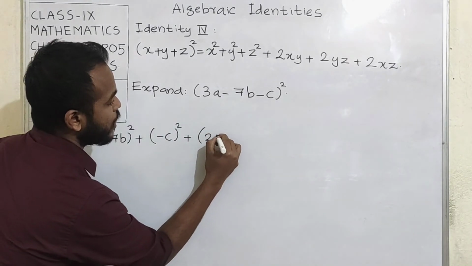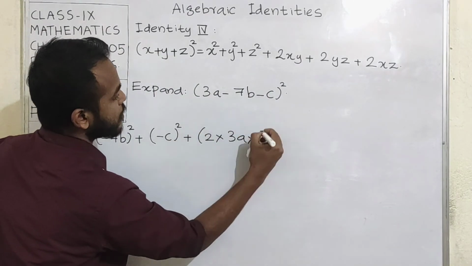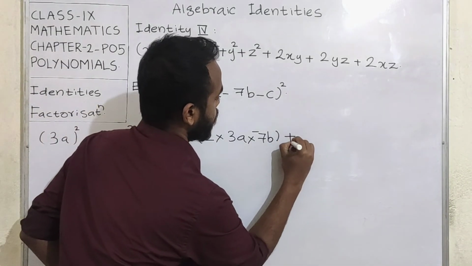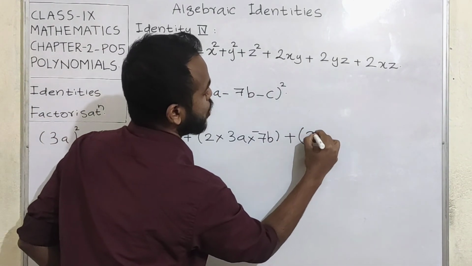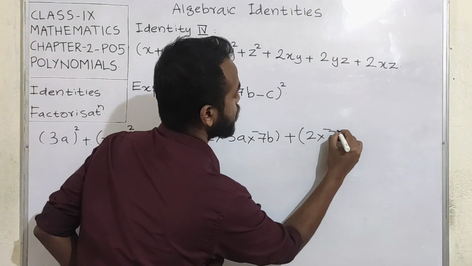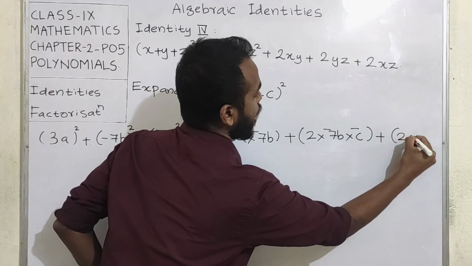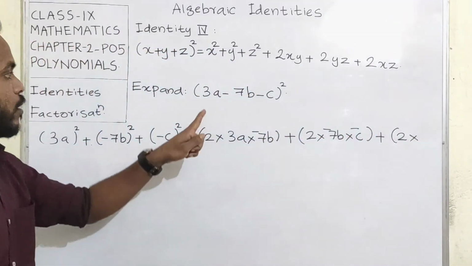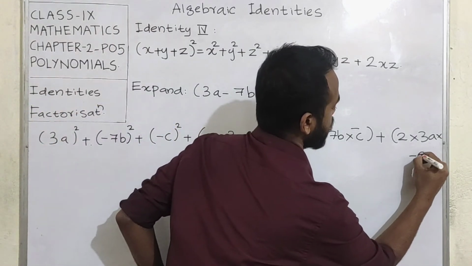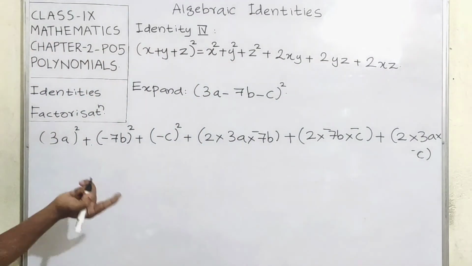Now, the next term will be 2 times first number into second number. This first number is 3a, the second number is minus 7b. So, don't forget to put the symbols as well. Plus, the next set is 2 times the second number into third number. Second number is minus 7b, the third number is minus c. Plus, 2 times the first number and the last number. First number is 3a, the last number is minus c. This is the product, so I will put a negative symbol over here. Now just expand this one.